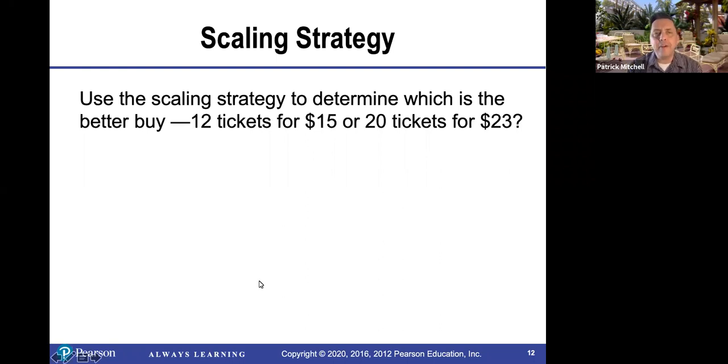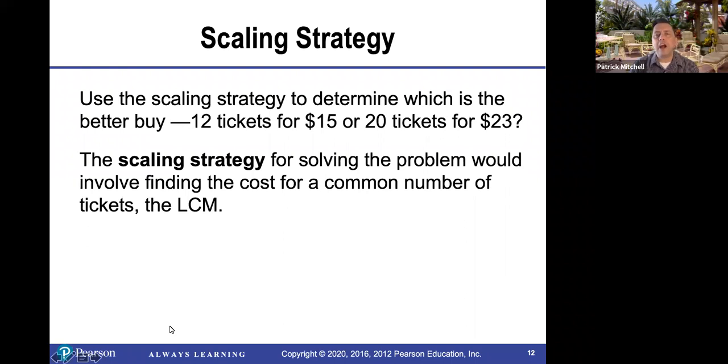All right, so now we'll use the scaling strategy to determine which is the better buy, 12 tickets for $15 or 20 tickets for $23. So here's how the scaling strategy works. The scaling strategy for solving the problem would involve finding the cost for a common number of tickets, which would be the least common multiple. So now we're going to find the least common multiple of 12 and 20.